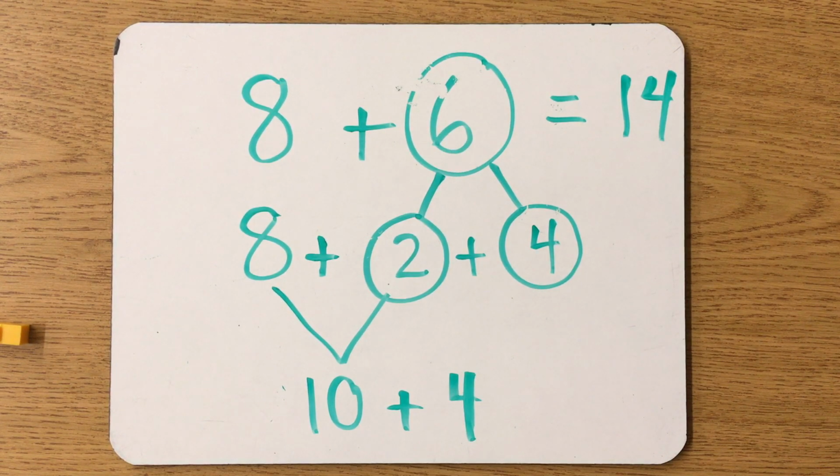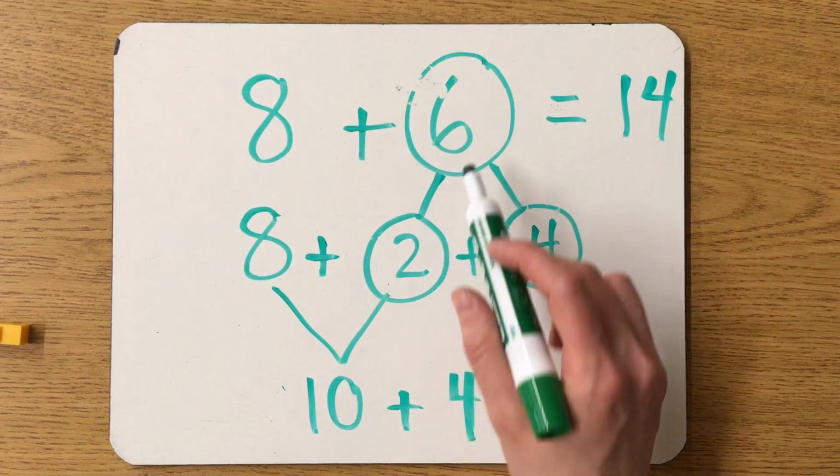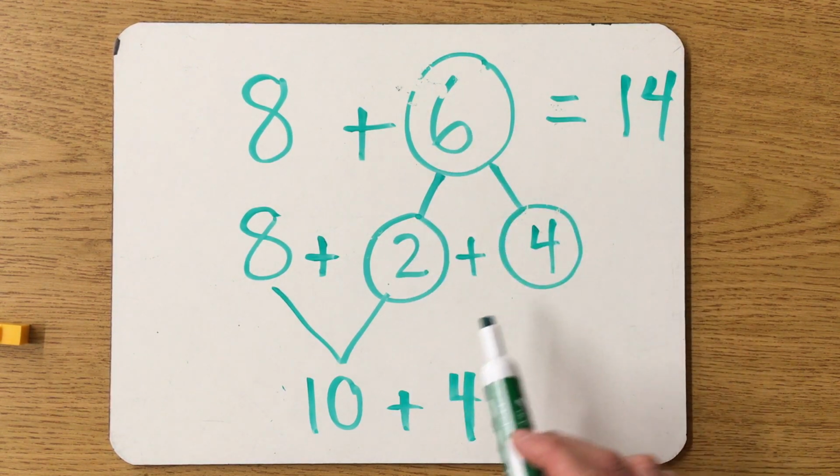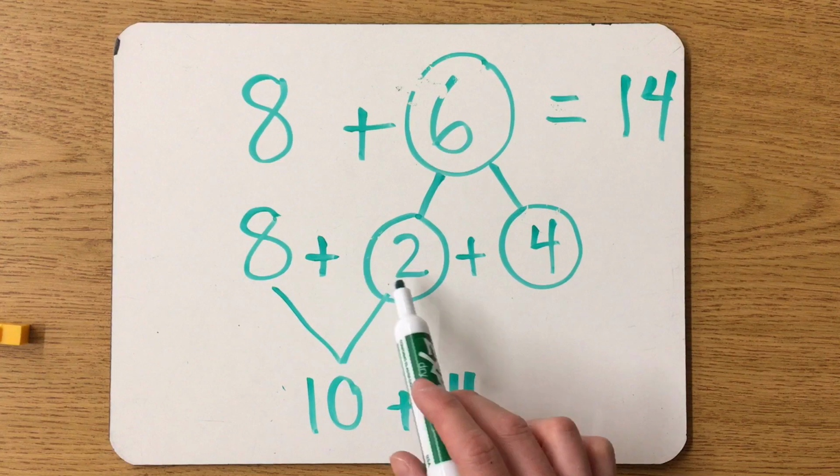Using a number bond to decompose helps us get to 10. In this case, we wrote the 6 as 2 and 4. That was helpful because 8 and 2 are friends of 10.